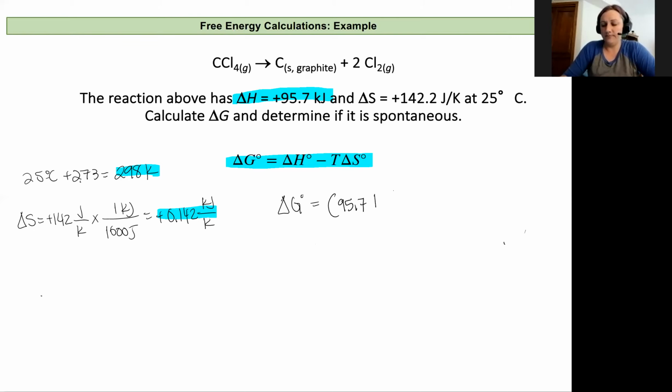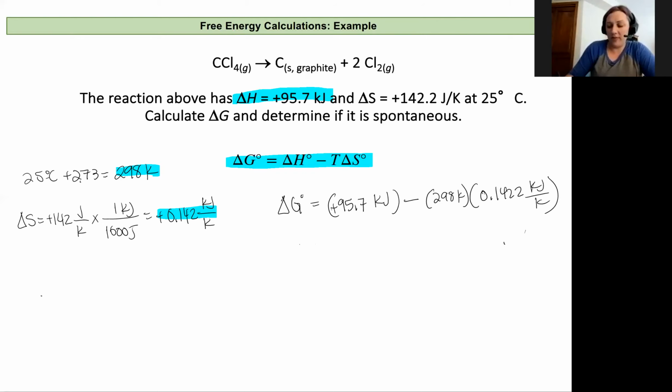That free energy value is going to be equal to my enthalpy of positive 95.7 kilojoules. I'm then going to subtract the temperature of 298 Kelvin times that entropy of 0.142 kilojoules per Kelvin. Plugging this all into my calculator, I get a value that's equal to 53.3 kilojoules.